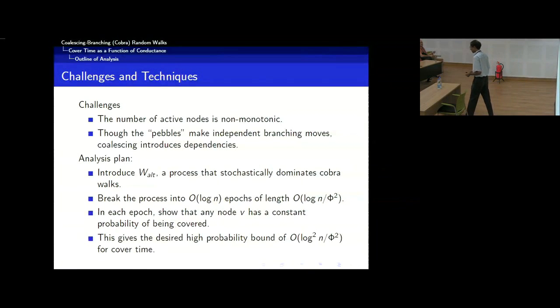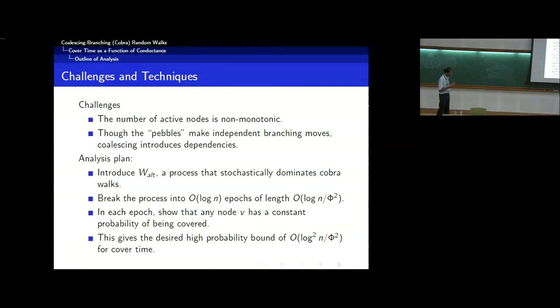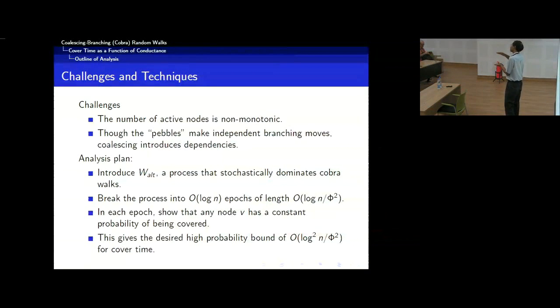The challenge has been that we really don't want to keep track exactly of which nodes are infected at each point in time; that seems too complicated. So in most of these analyses, we try to identify other processes that stochastically dominate this process in terms of the measure we are looking at, analyze that, and prove upper bounds on it. So we introduce a new process, here I'm just calling it W-alt, that stochastically dominates Cobra walks. And we break the process into order log n epochs of length log n over phi square.